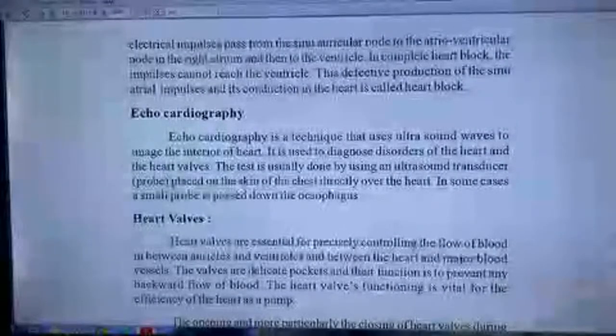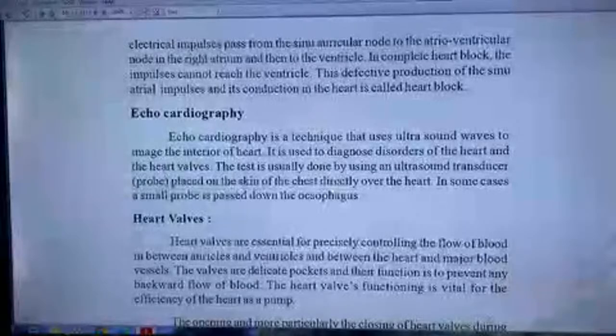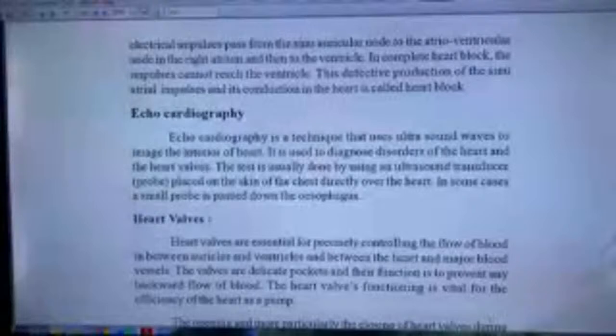Normally, impulses pass from the sinoatrial node to the atrioventricular node and the right and left bundles, and then to the ventricles. In complete heart block, the impulses cannot reach the ventricle. Thus, defective sinoatrial impulse conduction in the heart is called heart block.